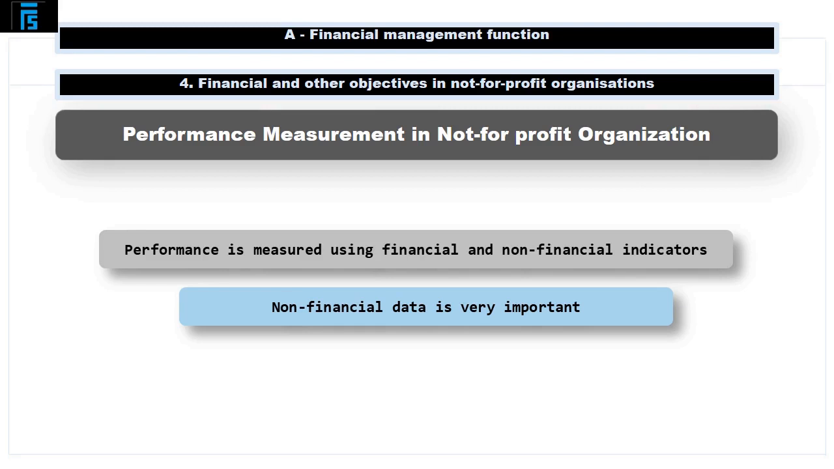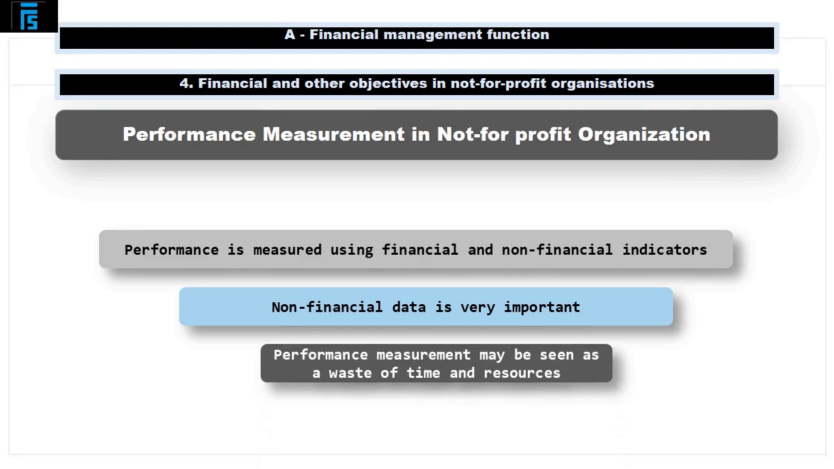As not-for-profits often have a lot of volunteer staff, performance measurement may not be seen as a priority, or it may even be seen as a waste of time and resources. It is, however, important for the organisation's success and the achievement of its objectives.